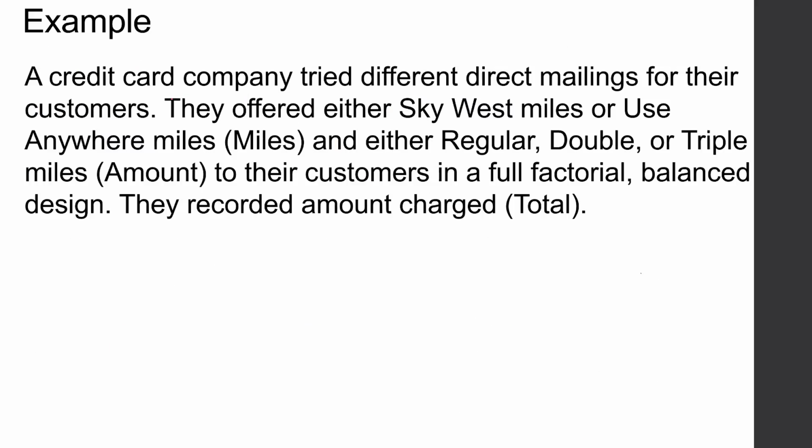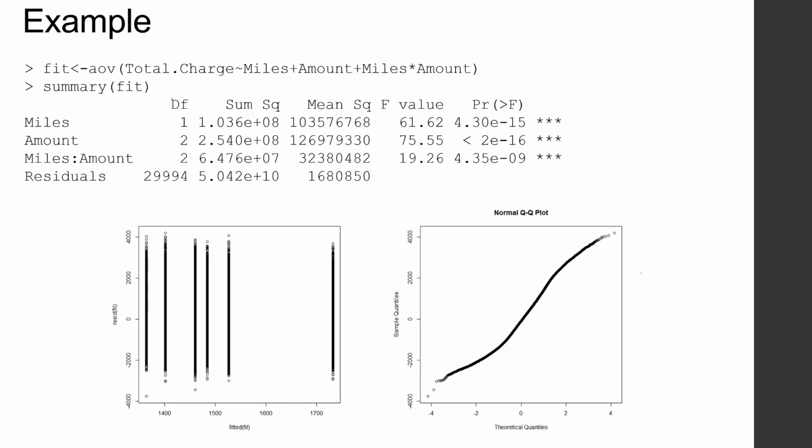All right, so now that was an example of where we did not have an interaction in a two-way ANOVA. Now let's do an example where we do. A credit card company tried different direct mailings for their customers. They offered either SkyWest miles or Use Anywhere miles, and either regular, double, or triple miles to their customers in a full factorial balanced design, and they recorded the amount charged in the column called total.